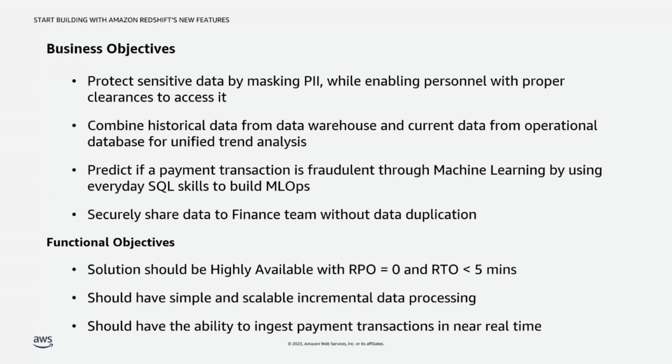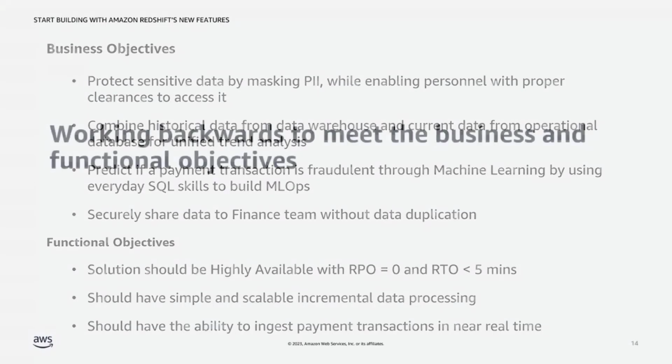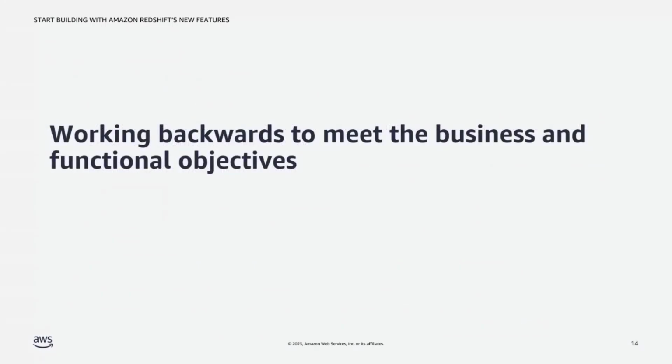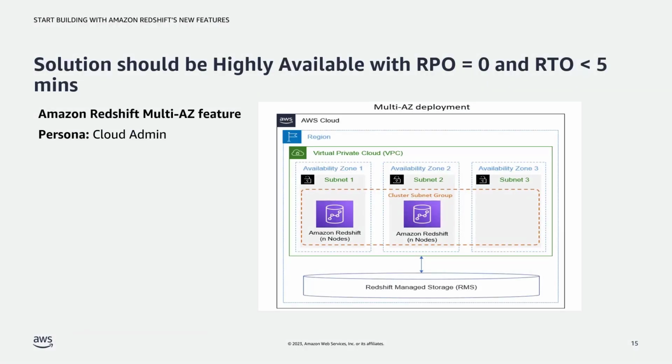So based on this business and functional objective, let's work backwards from these objectives that the customer has shared. As part of the demo, we'll use the Amazon Redshift newly announced as well as existing features to see how we can enable each of the customer's requirements. To meet the high availability and resiliency requirement, we will use the Amazon Redshift Multi-AZ feature.